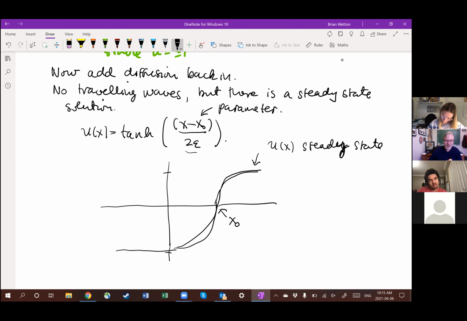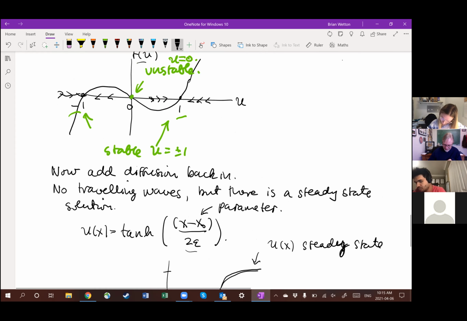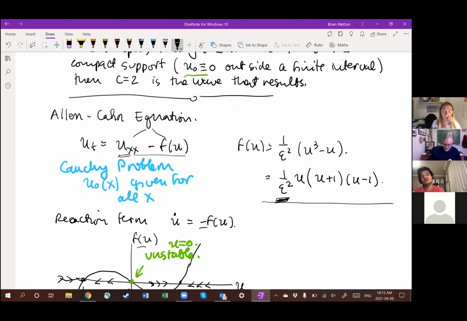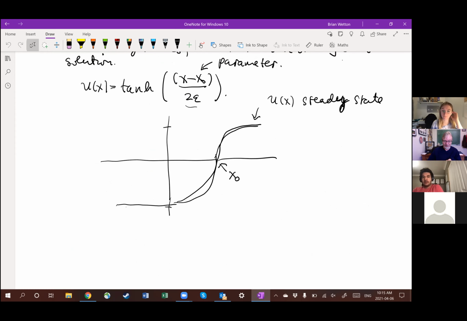So once you find a solution that's hyperbolic tangent of x over the square root of 2 or over 2 epsilon, there are no x's in this equation. No x's, no t's in f, so it's autonomous. And so once you find a steady state solution, you can just translate it around. It'll still be a solution. So the x0 is just the location of the 0 in a steady state solution that can exist.